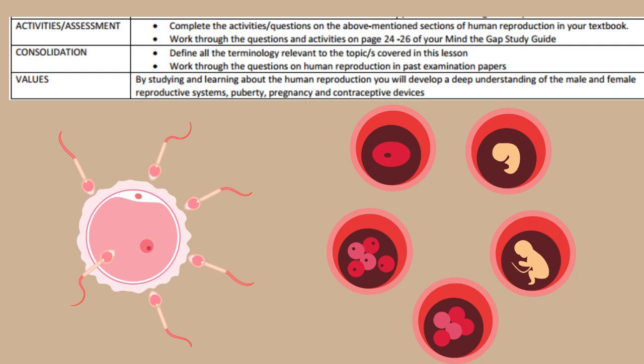Values. By studying and learning about human reproduction, you will develop a deep understanding of the male and female reproductive systems, puberty, pregnancy, and contraceptive devices.